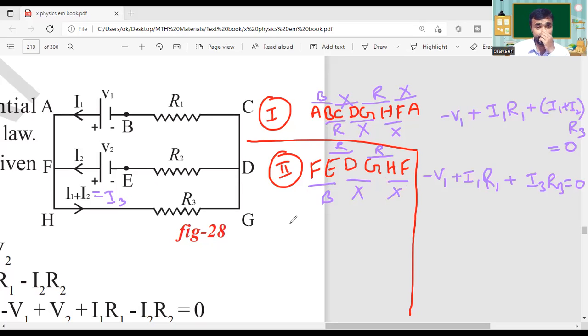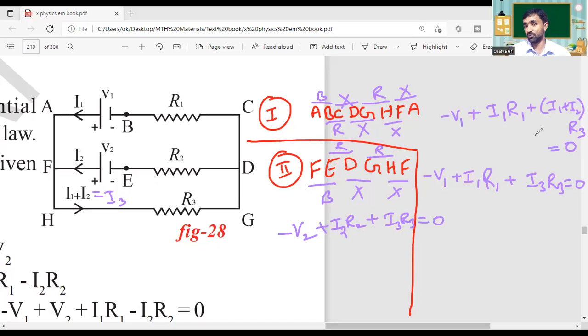So what will the equation be here? The equation will be written by following the rules of sign convention. F to E is a battery, so you reach the battery's negative terminal, so minus V2. Next, E to D, there is a resistor, so the product of the current in that branch I2 and resistor R2. Minus or plus? Plus, because I am moving opposite. Then through a resistor again in the opposite direction to the current, the product of current and resistance, I3 R3, equal to 0.